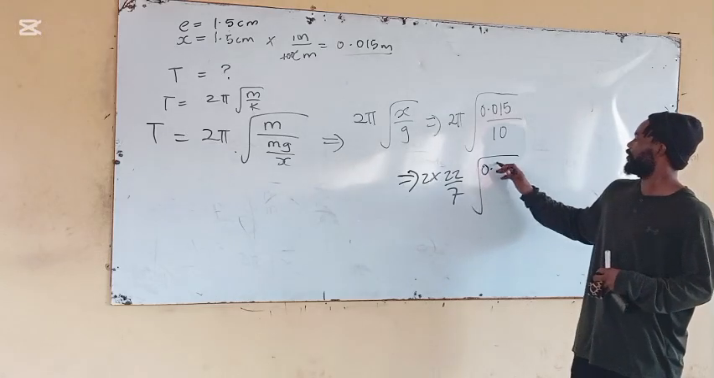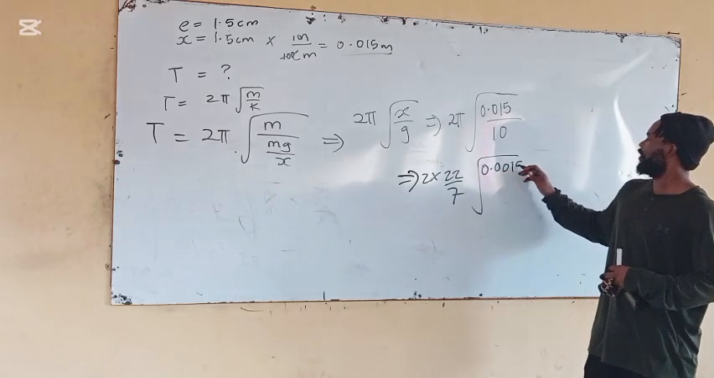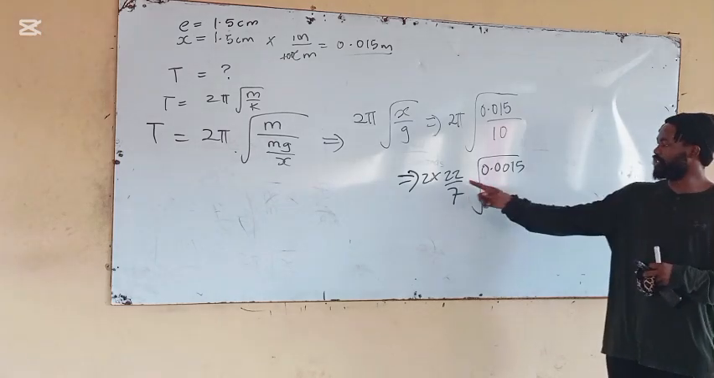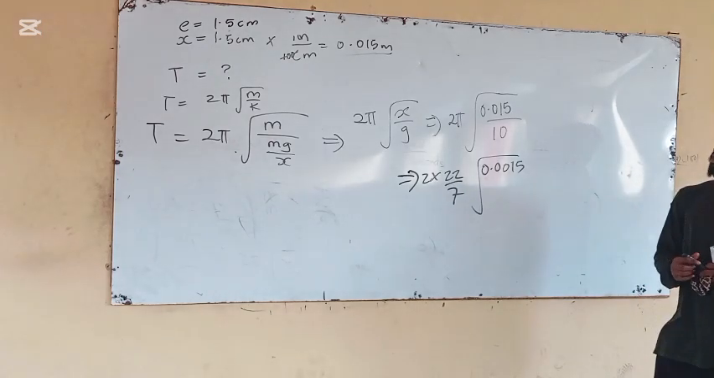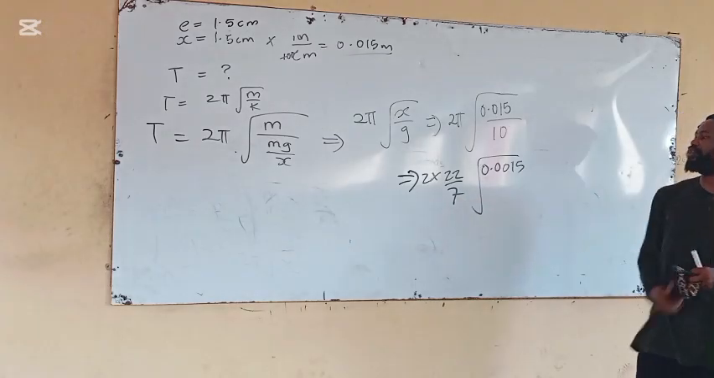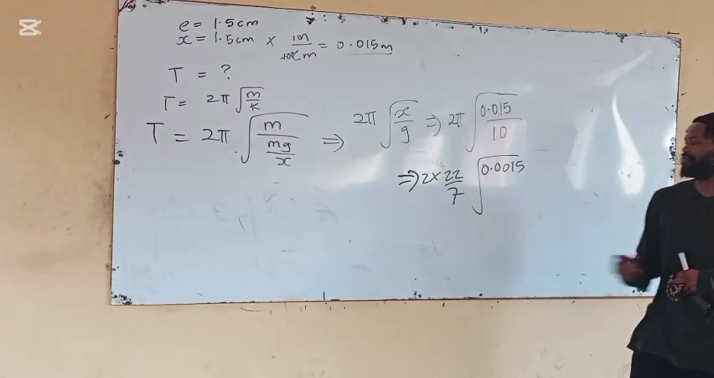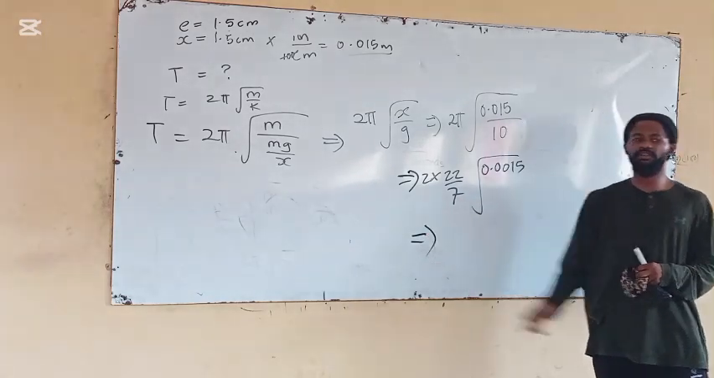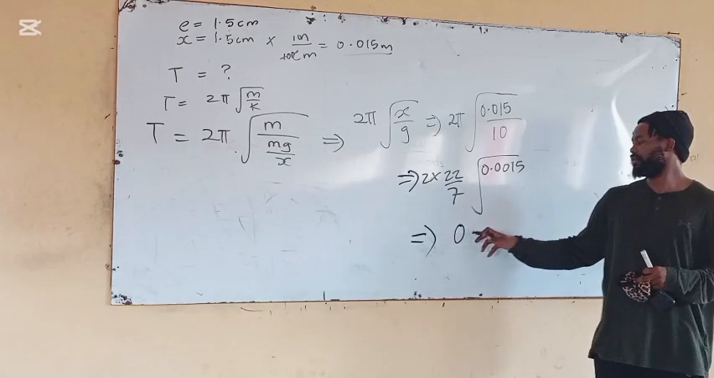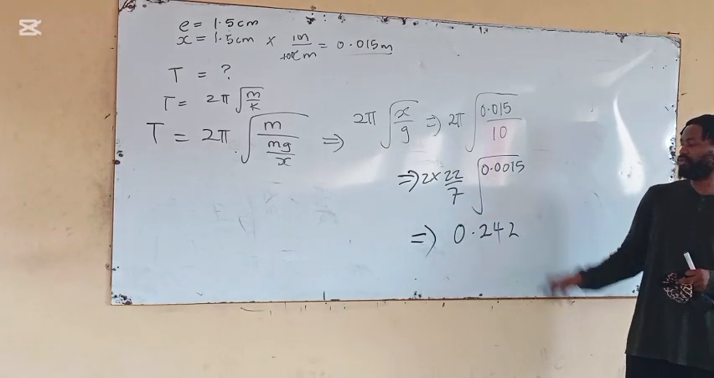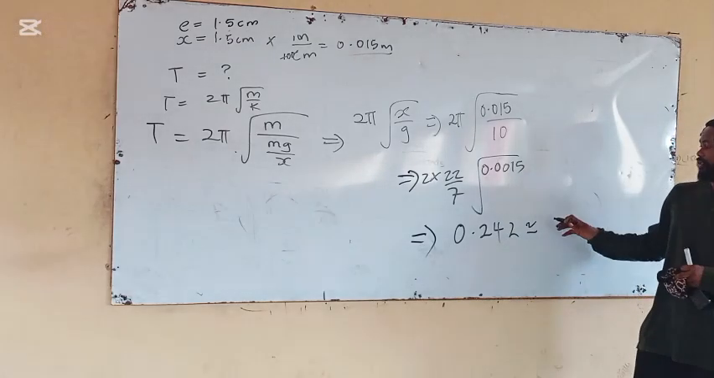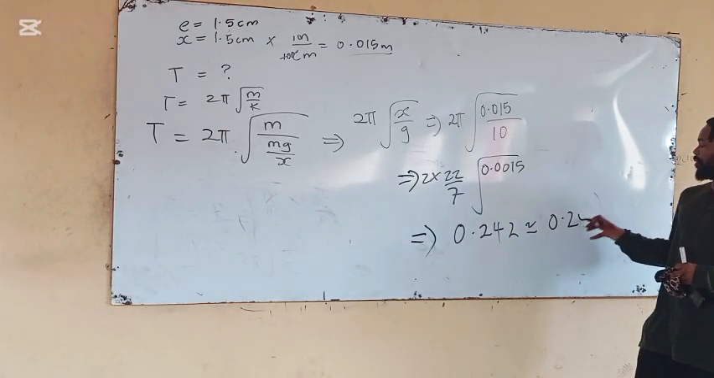0.015. Like this, should be? Yeah. Now 22 divided by 7 is 3.149. Times it with 2. Then do the square root of 0.0015. What do you have? Give me your final answer. That's what I need. 0.242, which is approximately 0.24.